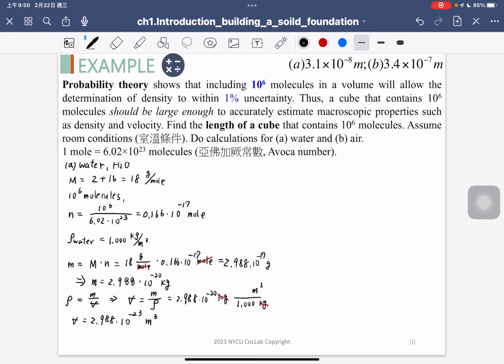But when we go back to the question, we are required to find the length, right? We need the length of the cube. So we should take the cube root of the volume to get the length. So the length of the cube is the cube root of the volume. You should use your calculator to compute this, and I try to use my calculator to check the answer. You can do it on your side.